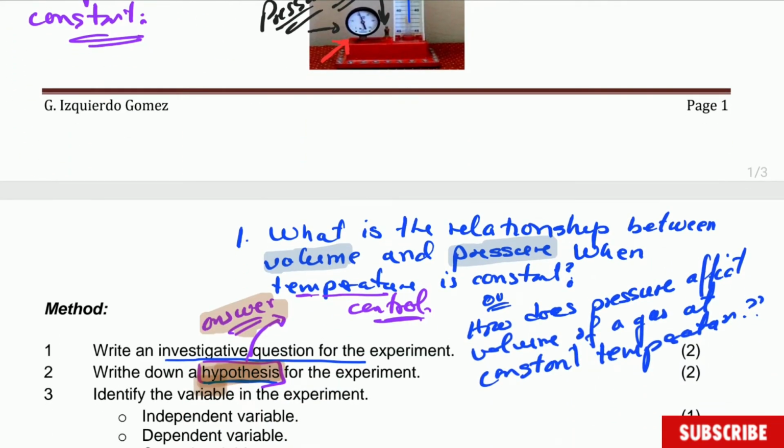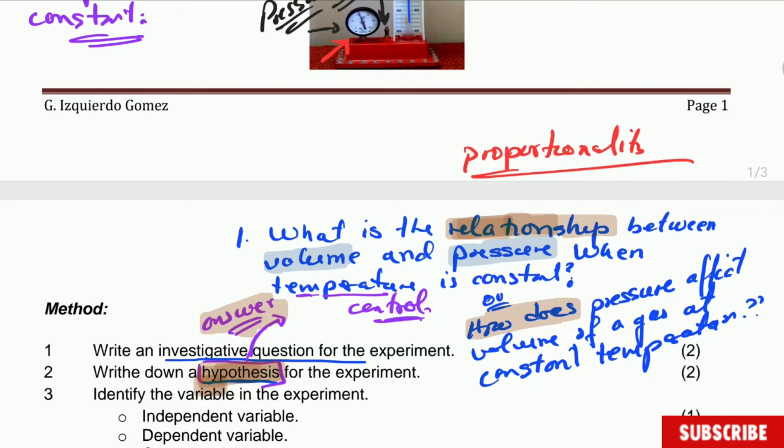Okay, the question said, what is the relationship between volume and pressure? When we're speaking about relationship here, or how does, this is the same thing. Relationship, how does, is the same thing. Now we're speaking about proportionality. In other words, we say if it's directly proportional or inversely proportional.